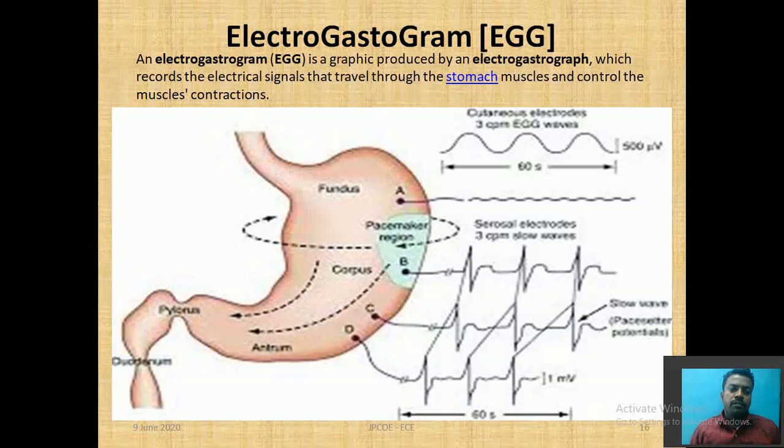An electrogastrogram is a graphic produced by an electrogastrograph, which records the electrical signals that travel through the stomach muscles and control the muscle contraction. So the muscle contraction is controlled by an electrical signal that travels through the muscles of the stomach. That electrical signal is measured using a surface electrode, and the result is called the electrogastrogram. It is used to measure some stomach related problems.